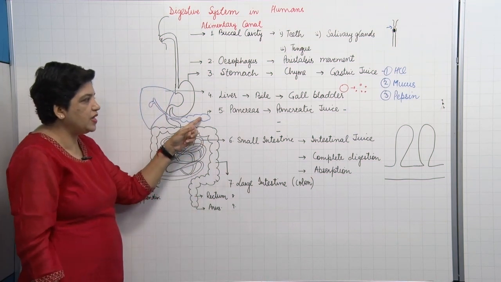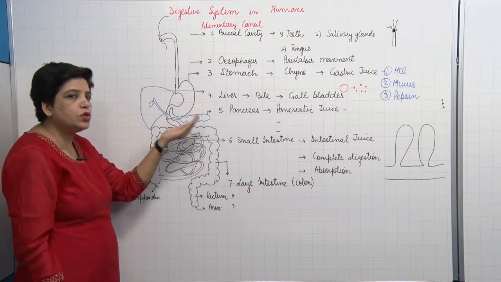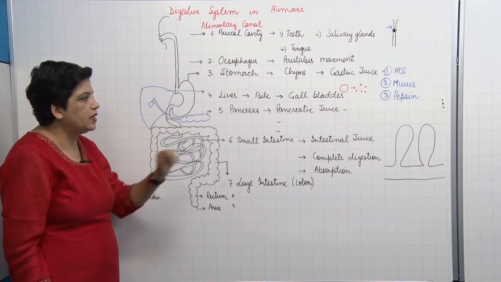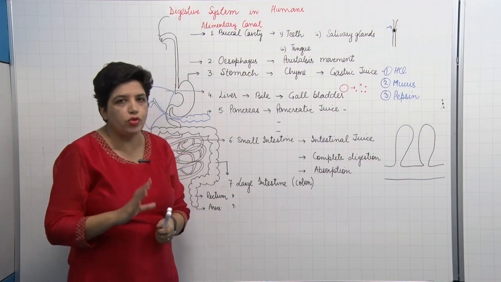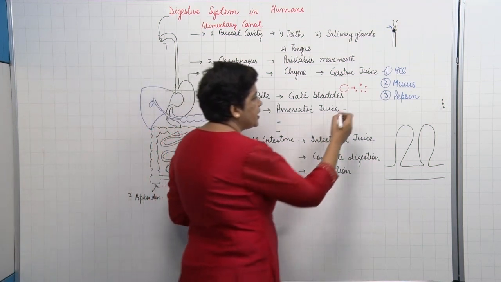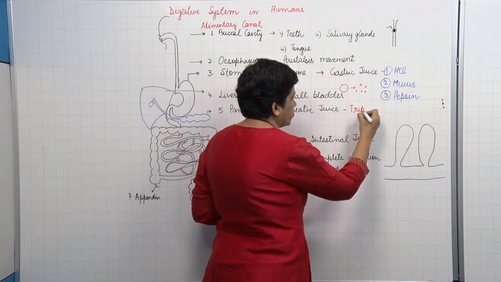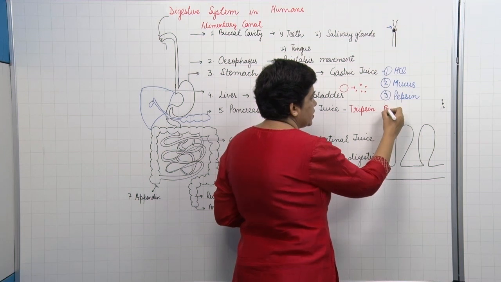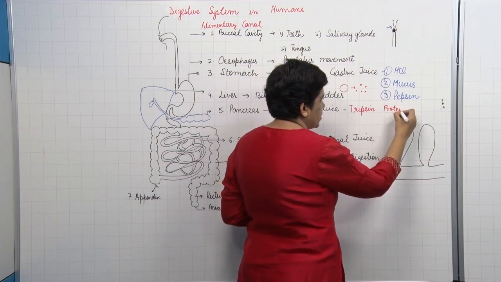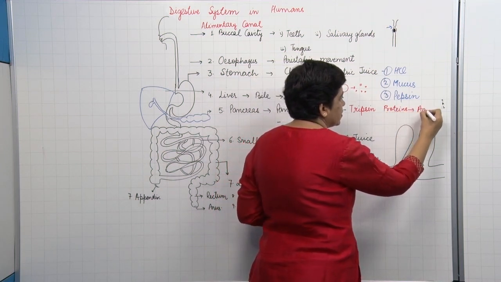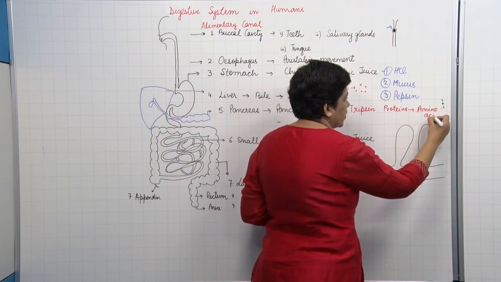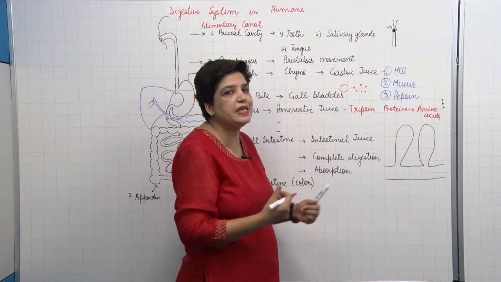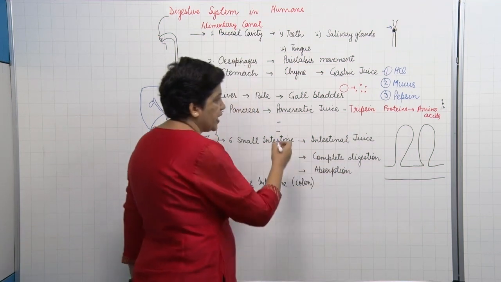And next one is pancreas, the other gland which also secretes the pancreatic juices into the duodenum. The pancreatic juices contain three main enzymes. First is trypsin. Trypsin breaks the proteins or the peptones into amino acids. Amino acids are the water soluble nutrients which can be easily absorbed through small intestine.